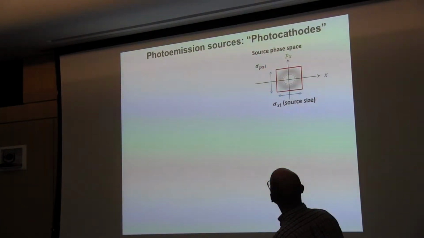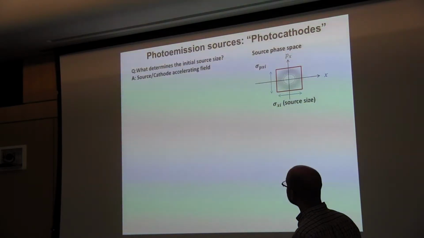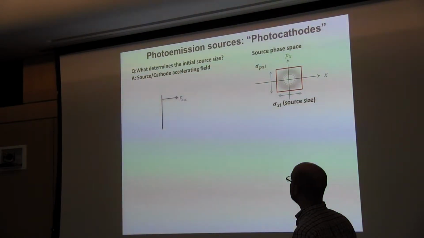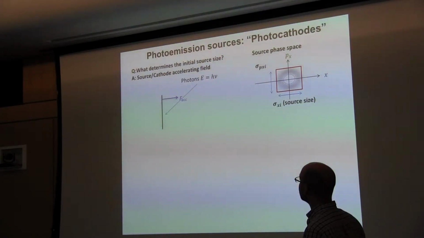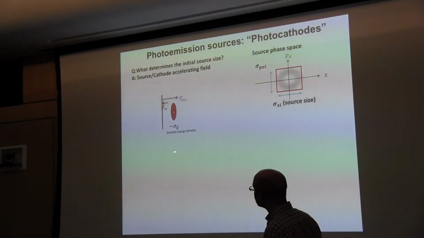So, photoemission sources, photocathodes is the word I'll use. I want to remind you of this picture. We have a source size and some source spread in momentum. Now let's think about photoemission. What determines the initial source size? The short answer is the source or cathode accelerating field, the field on the emitter itself. So here's the emitter, and I've applied some accelerating force. Say I send in some photons, each with energy h nu, where nu is the frequency of the light. What happens is I emit a chunk of charge density, negative charge because it's electrons.